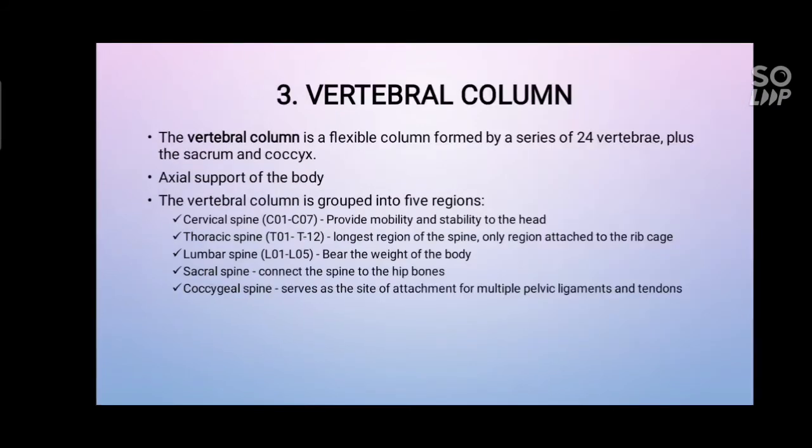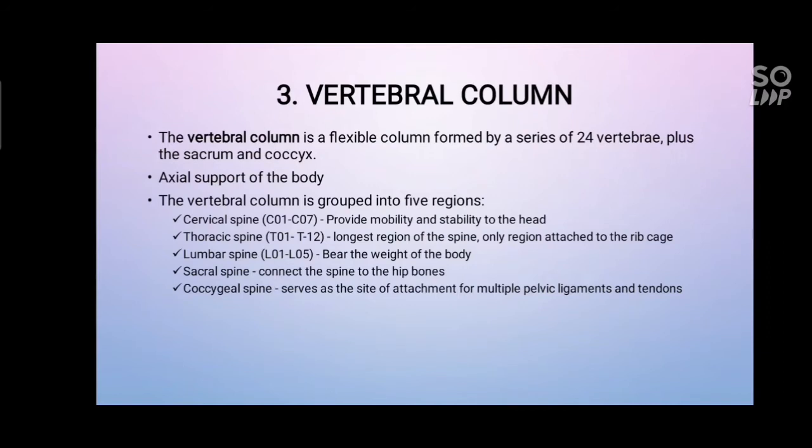And the last division of the axial skeleton is the vertebral column. It is a flexible column formed by a series of 24 vertebrae plus the sacrum and the coccyx. It is the actual support of the body since it protects the spinal cord and the nerve roots. It provides structural support and balance to maintain upright posture. It also provides flexible motions.